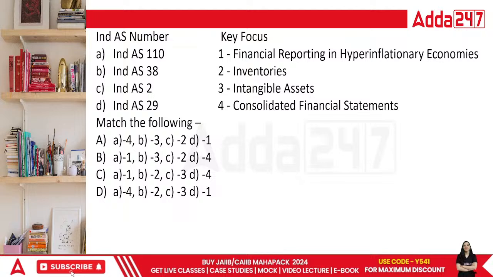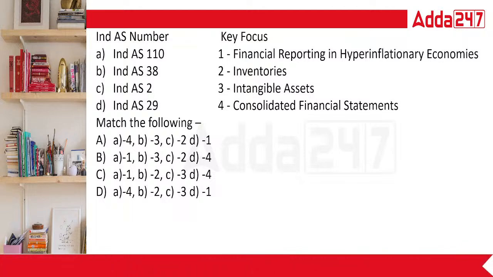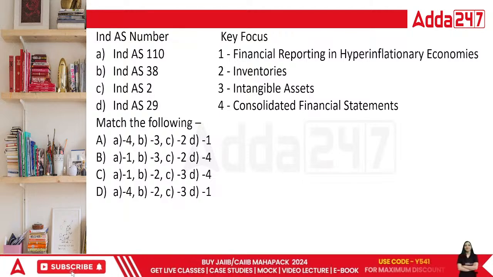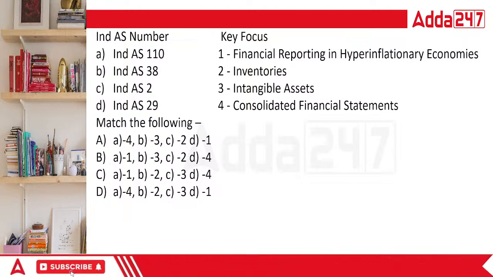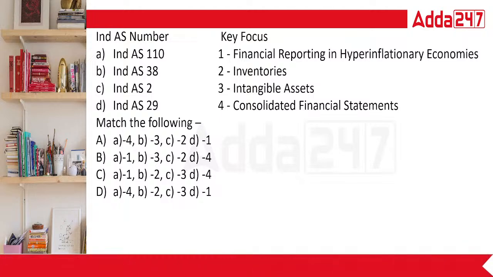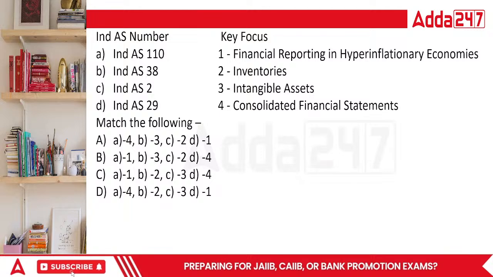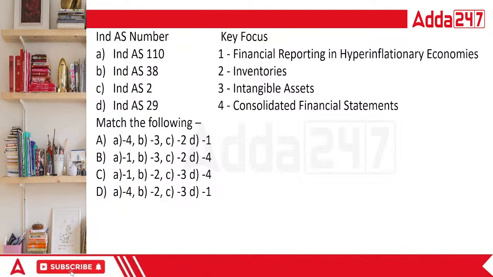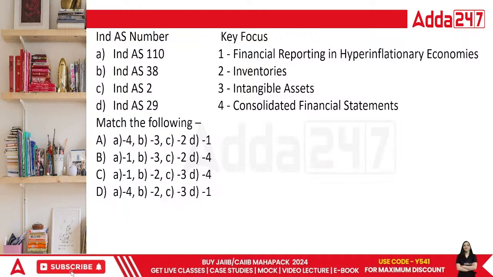Okay, the next question is related to the Ind AS, everyone. Ind AS 110, 38, 2 and 29. What are the counterparties? Financial reporting in hyperinflationary economies, then inventory, intangible assets, and CFS, consolidated financial statements, everyone. Everybody, these kind of questions can definitely be expected in the examination. From the area of shares and all, they normally put these kind of questions.